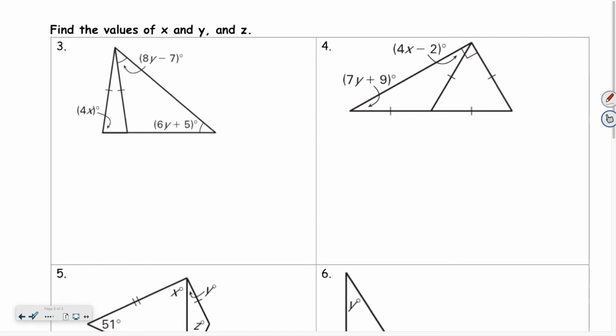All right, so we're working 3 and 4. We got it.